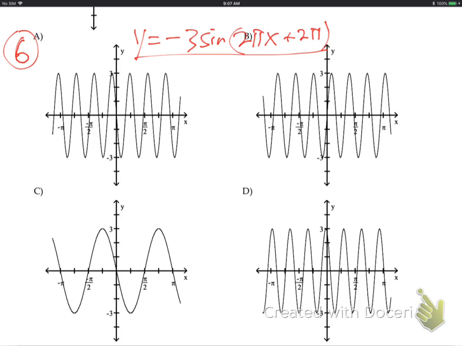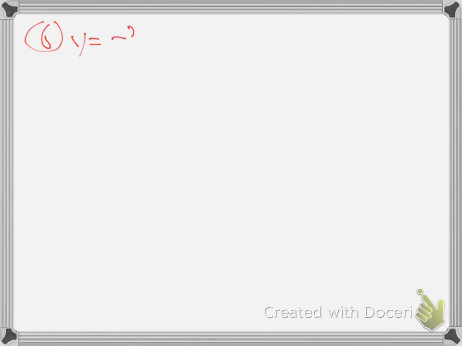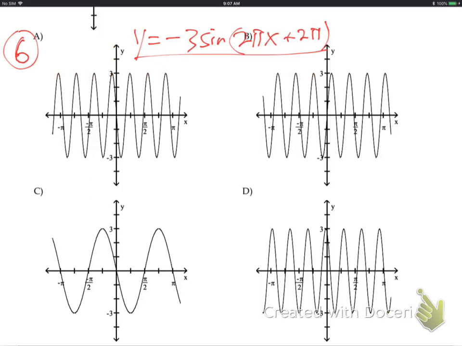We just did phase shift, negative C over B. What's the formula for period? Remember? B over 2. Close. 2 pi over B. Yeah, put those on your sheet. You'll definitely need those. So let me go to a fresh sheet here. Number 6: y equals negative 3 sine 2 pi x plus 2 pi.